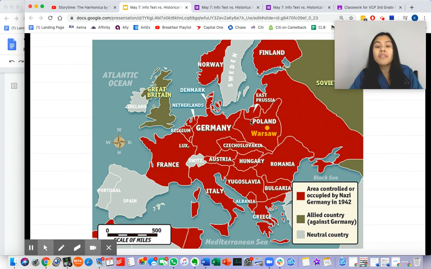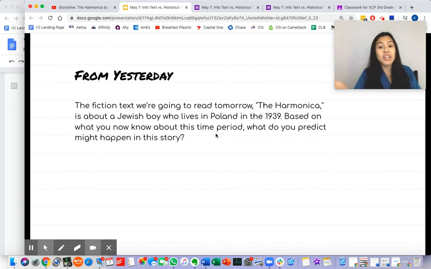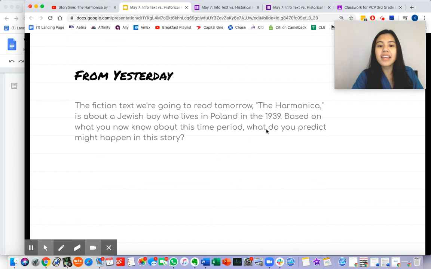The leader of the Nazis, Hitler, was the leader of Germany, which is where the Nazis were based. But we know that they also invaded other countries like Poland and France. Yesterday, I told you that the fiction text we're going to read, The Harmonica, is about a Jewish boy who lives in Poland, so this country here, in 1939. Based on what you know about this time period, what do you predict might happen in this story?